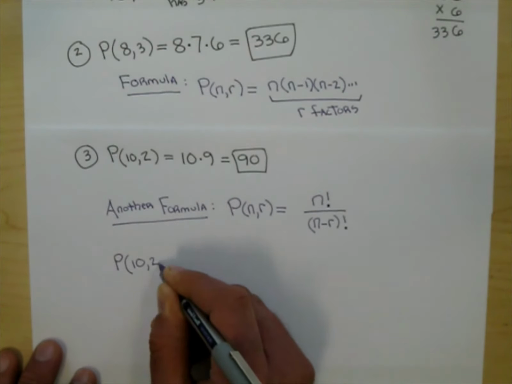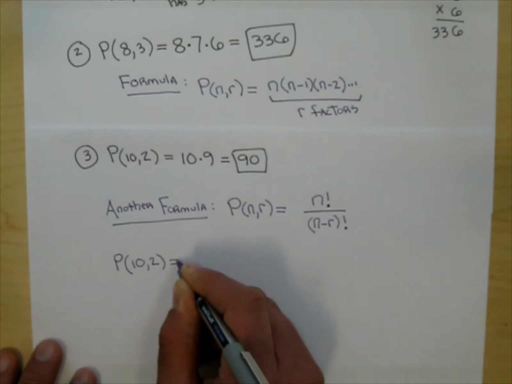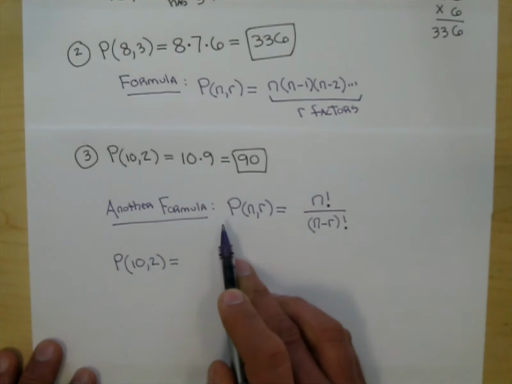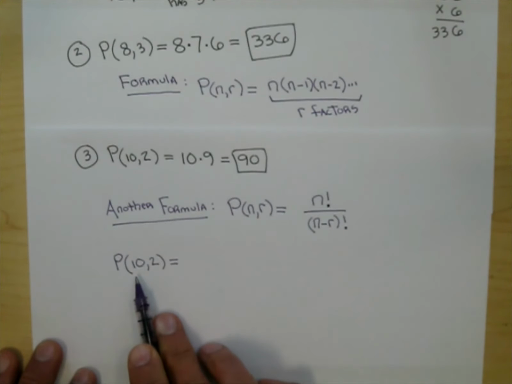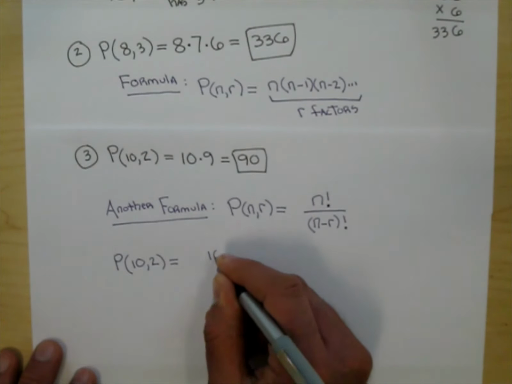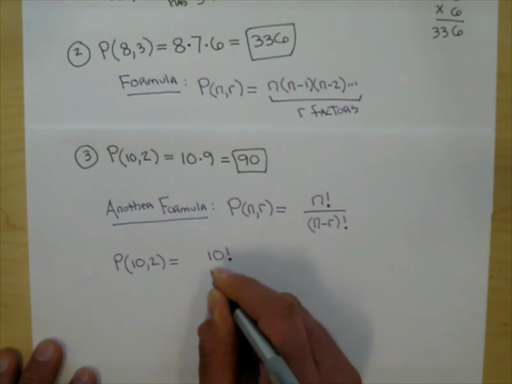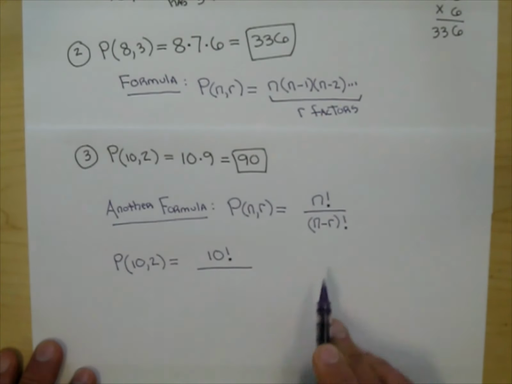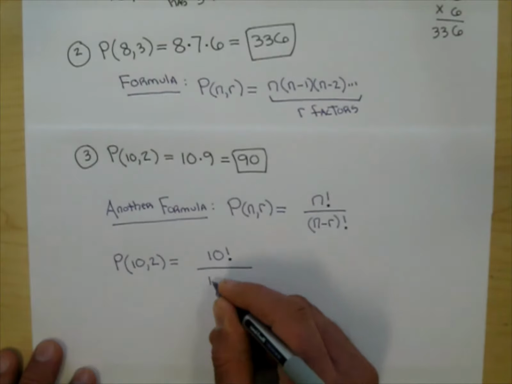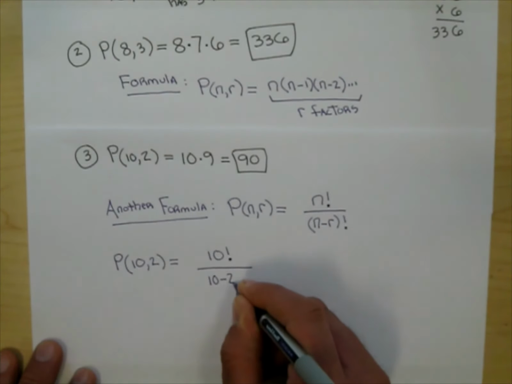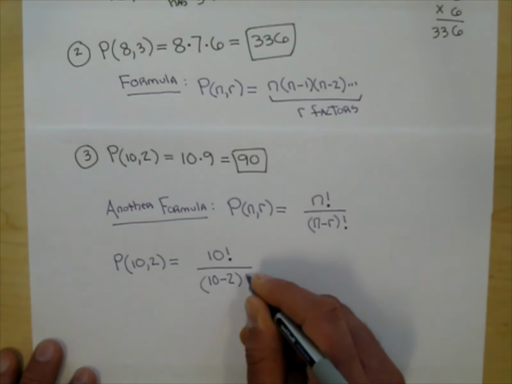Pick 2. Now, would I recommend this? No. Do the countdown method. But I'm going to use the formula to show you something. N, in my example, is 10. So I have 10 factorial, and then on the bottom, I have 10 minus 2. Of course, that's a factorial.